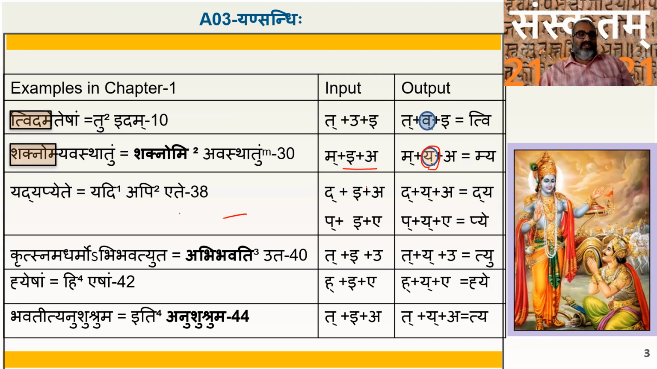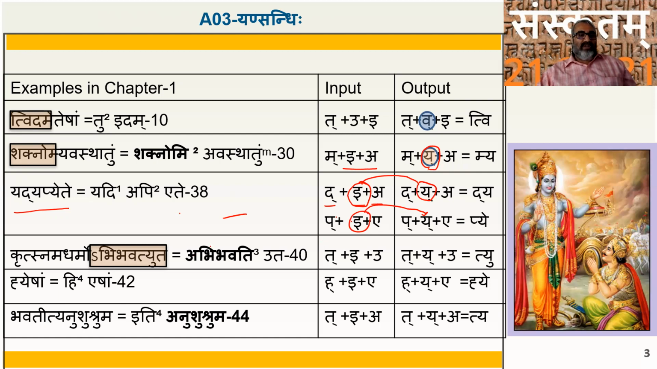Then we have got yadyapyete. If you look at yadyapyete, this is a very good example of 3 words and 2 yana sandhis coming into the picture. So yadi api becomes yadyapi. The di plus a is the input. So i goes away and is replaced by ya, so it is called dya. Similarly, api is pi, i and a. So pi and a, again i gets replaced by ya.